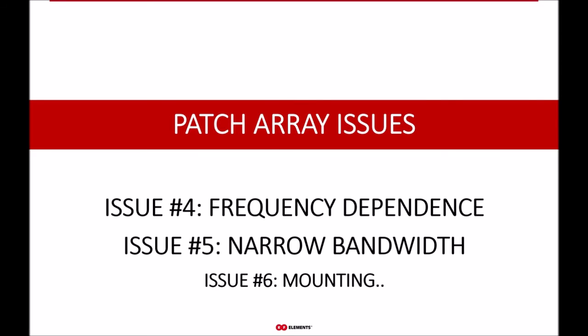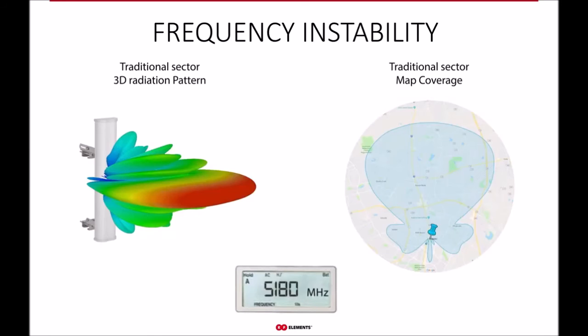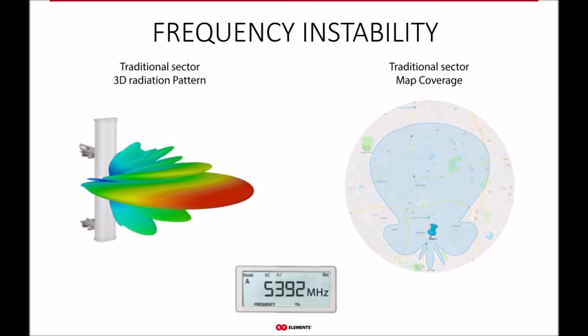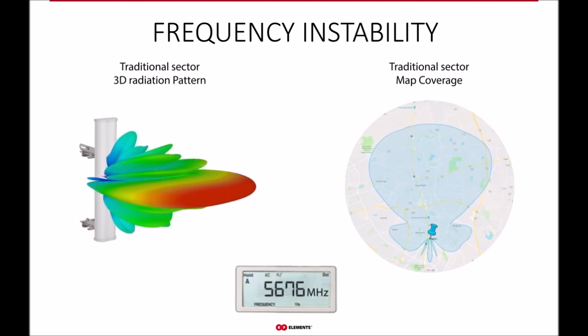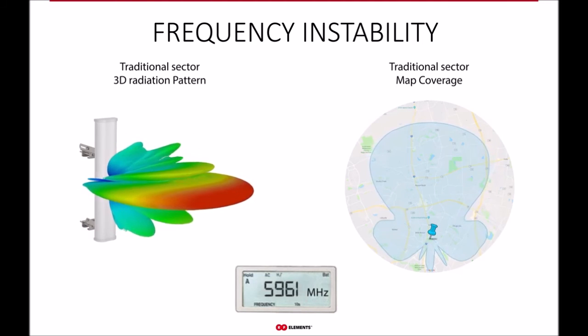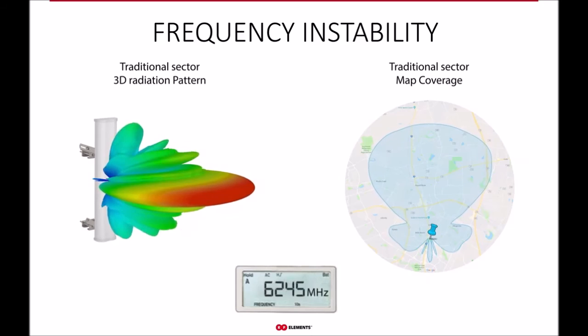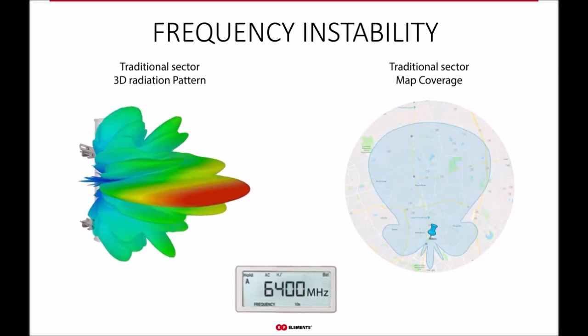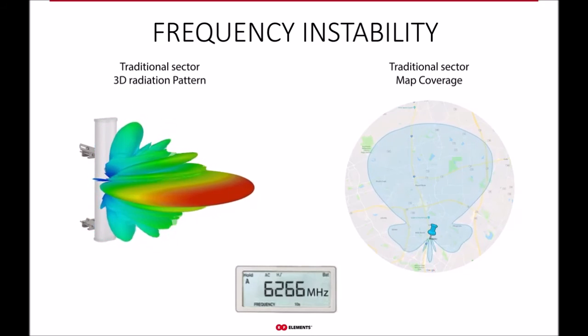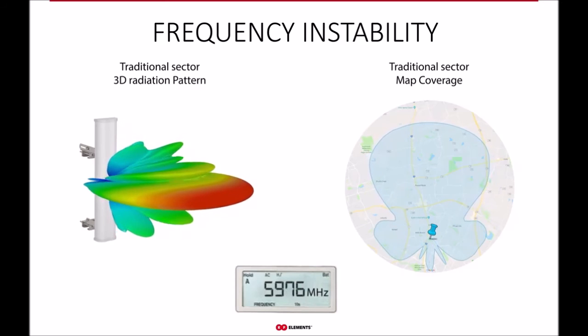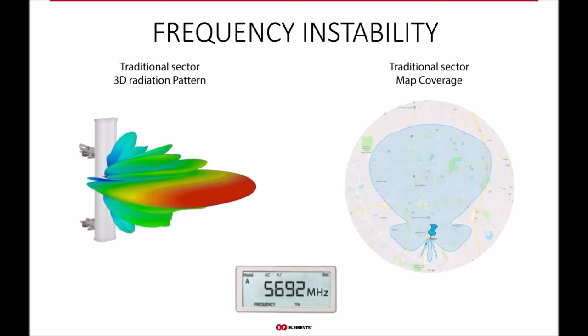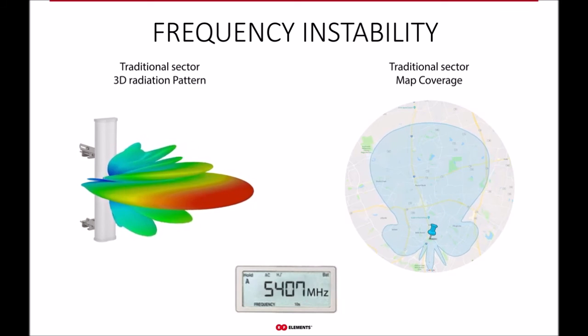And there are more issues with the patch arrays we could talk about, but I'm only going to talk a little bit about the frequency dependence. So we already know the patch arrays have many frequency-dependent side lobes that collect and transmit unnecessary noise, increasing the noise floor your radio is working with, and so on and so on. But not only the side lobes, but also the main beam.